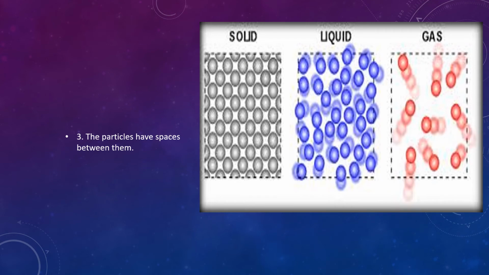Thirdly, the particles of matter have spaces between them. I want you to take these diagrams as an example. What you're seeing here is that the gas particles will have the largest space between them when compared to a liquid, which has medium space between them, compared to a solid, which has very small space between those particles. So the difference is just the amount of space which exists between the particles. And to reiterate, the solid has the smallest space, followed by the liquid, and then the gas, which has the largest space between the particles.